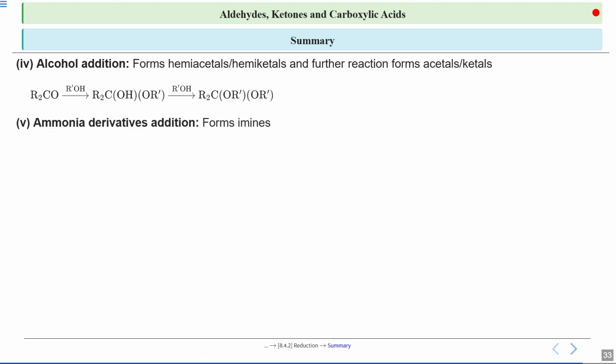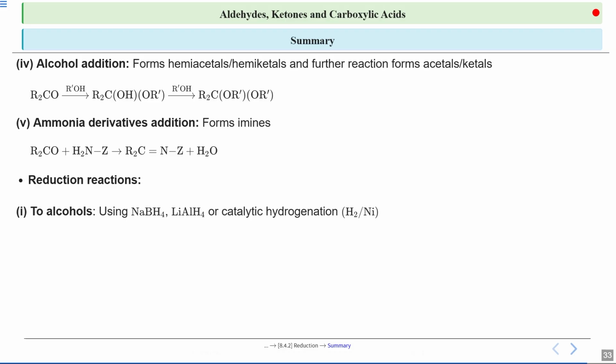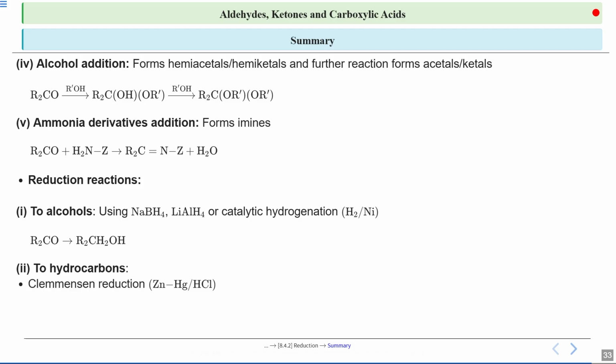And ammonia derivative addition forms imines. This is the reaction which shows that it forms imines. Then we talked about reduction reactions. To reduce to alcohols, we use NaBH4 and LiAlH4, or catalytic hydrogenation. This shows the reaction. And next, to reduce to hydrocarbons, we use Clemmensen reduction or Wolff-Kishner reduction.